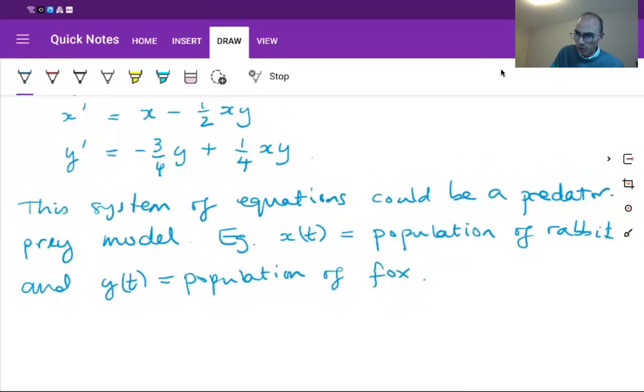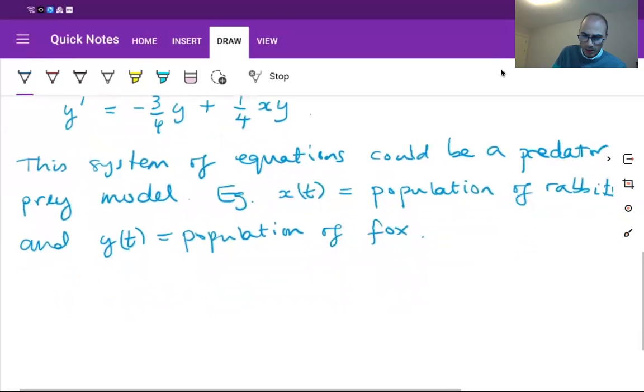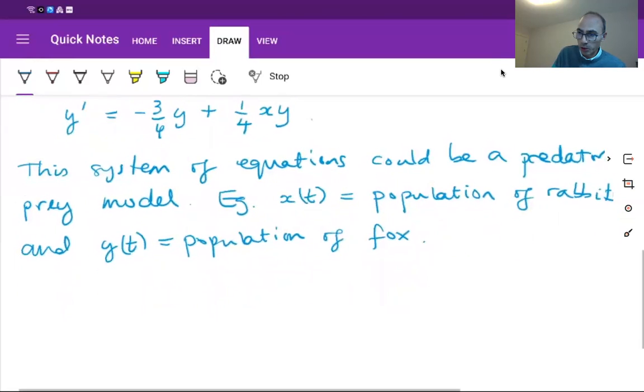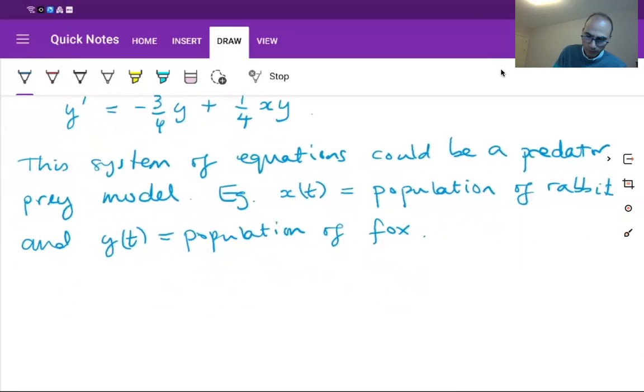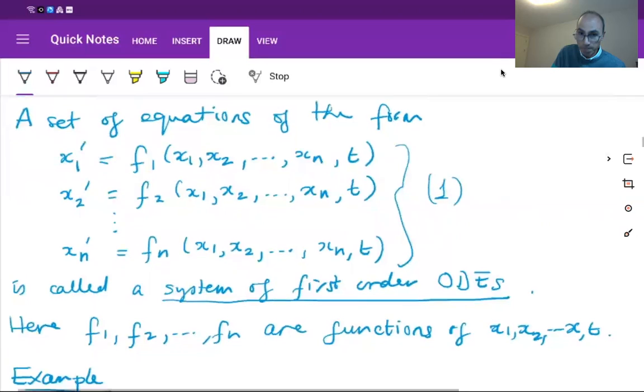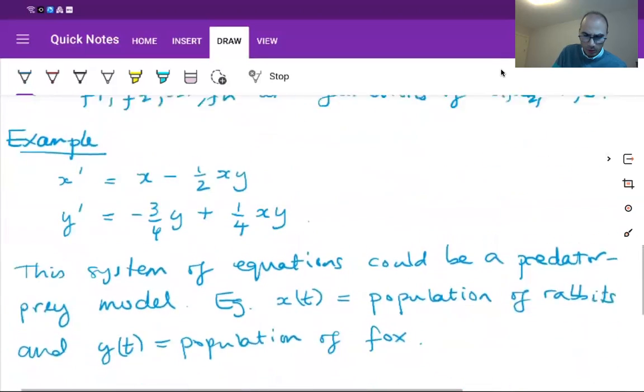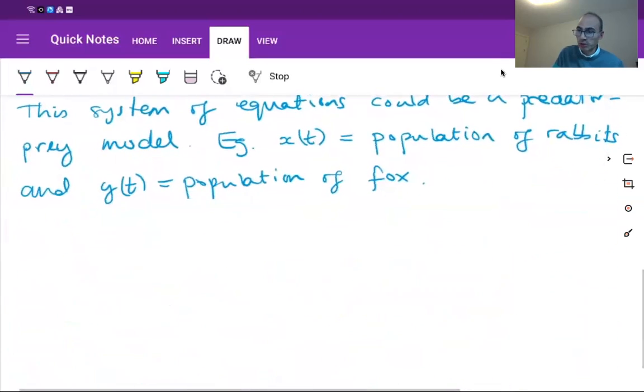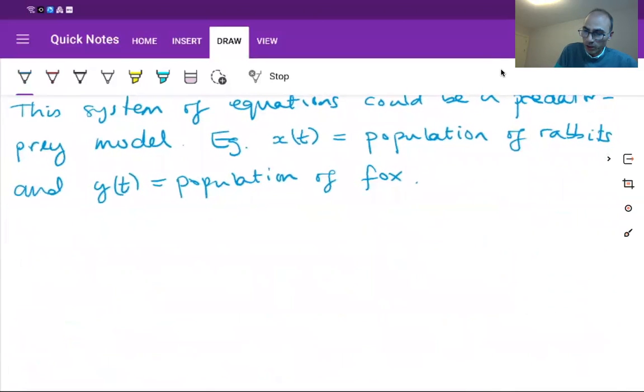a system of equations. Okay, so next we come to a solution. Before going to that, we'll be referring back to this set of equations. So let's call this set of equations 1. We'll discuss a solution of a set of equations such as 1.